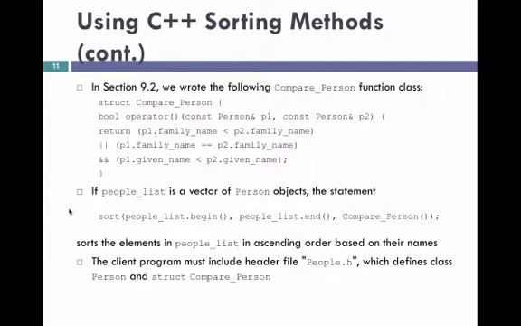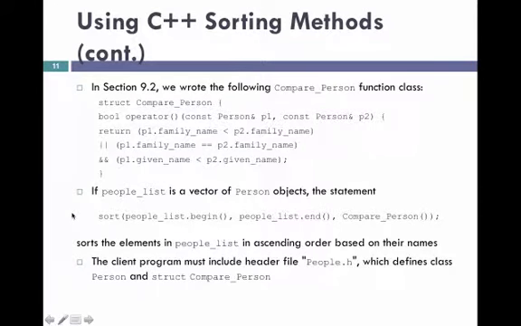In section 9.2, we had a compare function that we wrote, compare person. And remember, the person consisted of a family name and a given name, so the custom compare person function would first compare the surnames, and if the P1 family name was less than P2 family name, then person P1 would be considered less than person P2. If the family names were the same, then you'd go compare the given names.